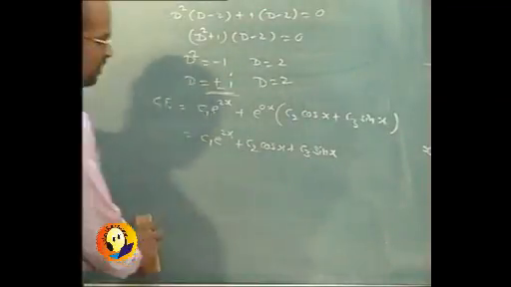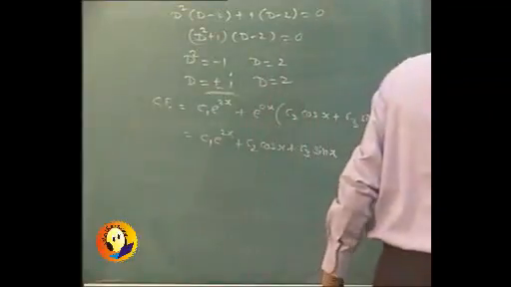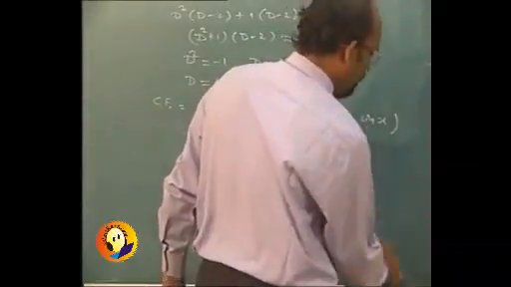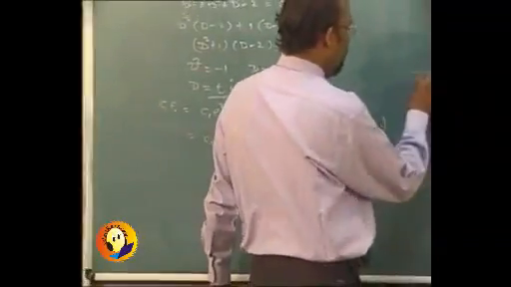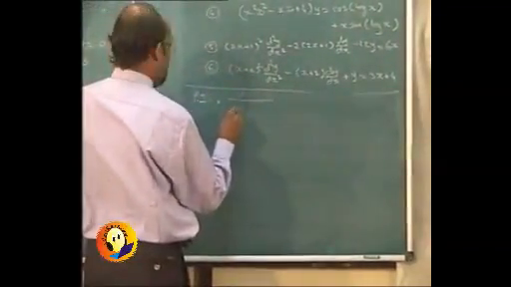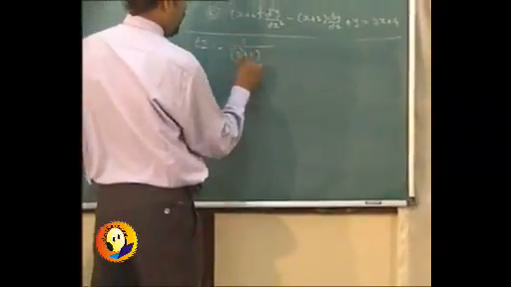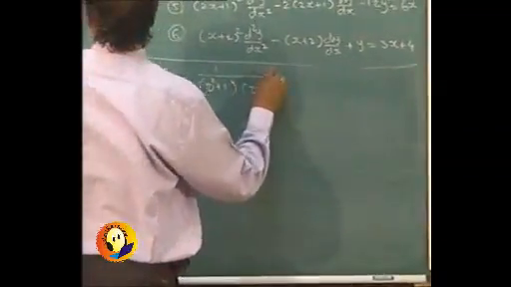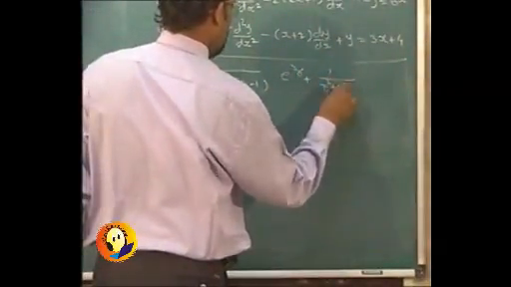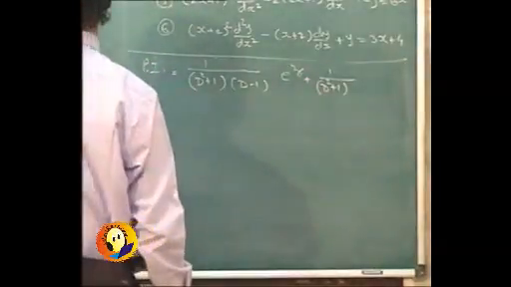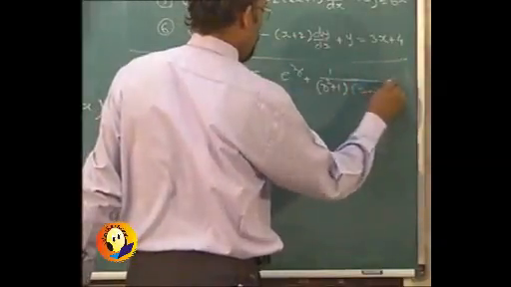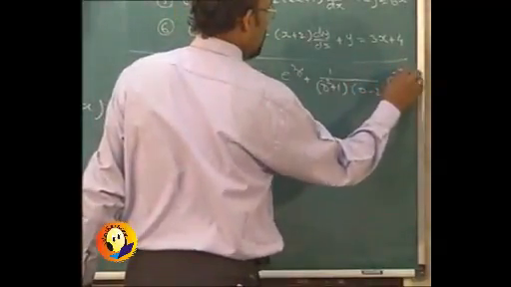Once we find CF, we will have to proceed to find out PI, and for PI it is 1 upon F(D) operating on capital X. So PI will be equal to 1 upon, even if we write it in the factors form, (D square plus 1)(D minus 1) operating on e raised to z plus 1 upon (D square plus 1)(D minus 2) operating on e raised to minus 3z.